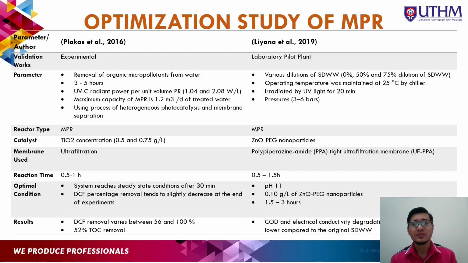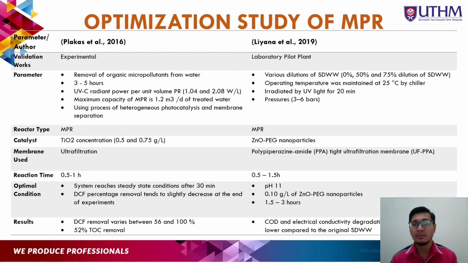The last one is they use a process of heterogeneous photocatalytic and membrane separation. On the other side, the second researcher or second author used various dilutions of solid dye wastewater, which are 0%, 50%, 70%, and 75% dilution of SDWW, or solid dye wastewater. The operating temperature was maintained at 25 degrees Celsius by a chiller.